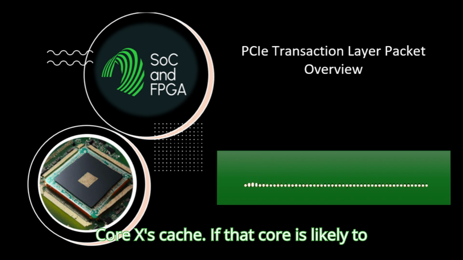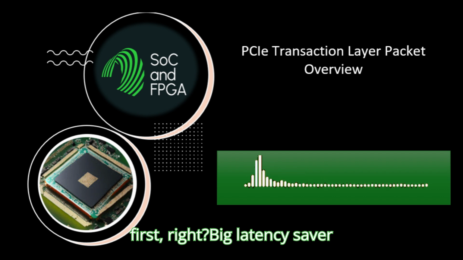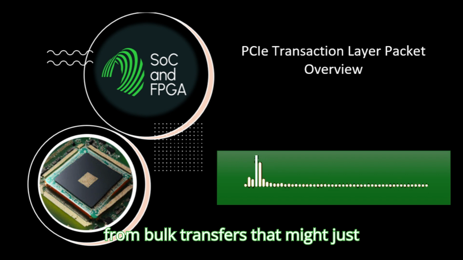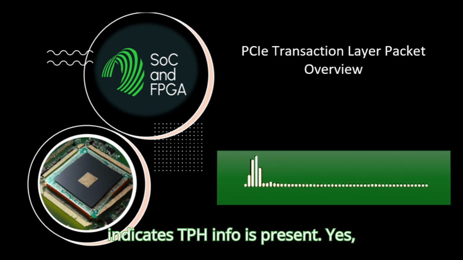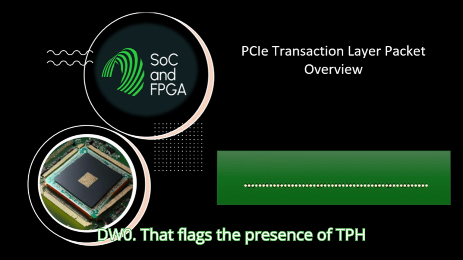If that core is likely to need it soon, it skips writing to main RAM first. Right, big latency saver. Also helps differentiate cacheable data from bulk transfers that might just pollute the cache. And the TH bit in DW0 indicates TPH info is present. Yes, TH is bit 0 in byte 1 of DW0. That flags the presence of TPH info.